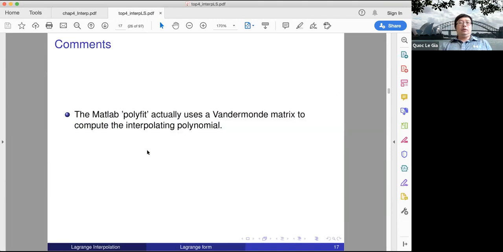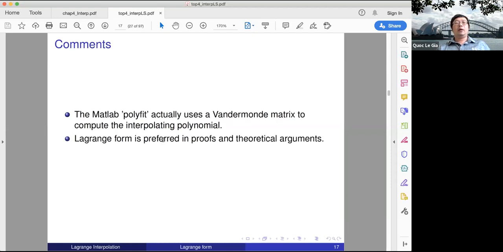So now the comment is, MATLAB polyfit uses the Vandermonde matrix. We explained the Vandermonde matrix already, yeah, to compute the coefficients of a polynomial. And then the Lagrange form, okay, never uses any matrix. So if you want to prove there exists an interpolation polynomial, then the Lagrange form is very, very simple to construct, yeah.